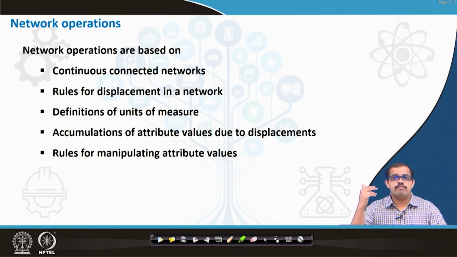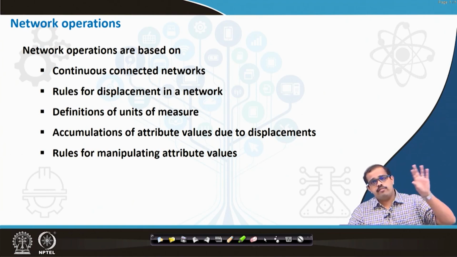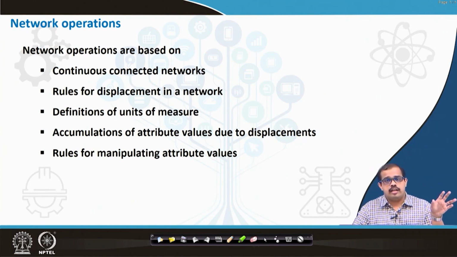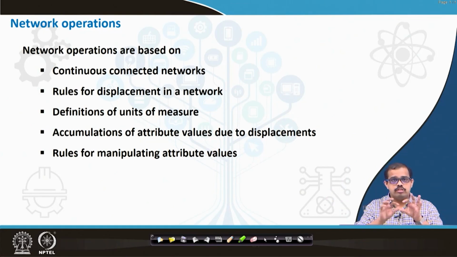Definitions of units of measure, what kind of measurement you are trying to do. For example, I gave an issue of electrical loading and a road network. So, both units do not match each other. So, you have to maintain different units for different systems. So, please keep this in mind.